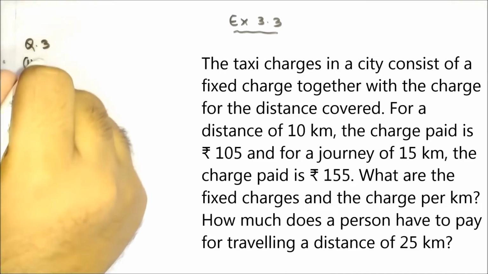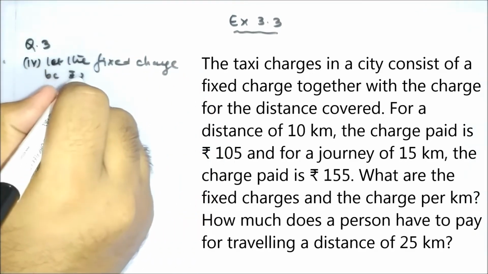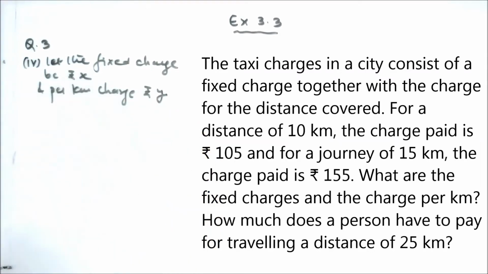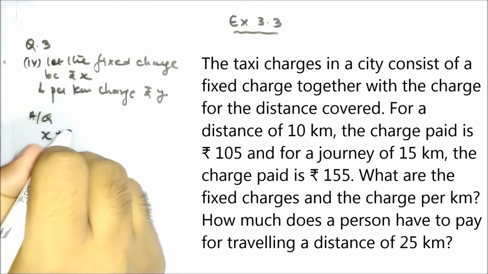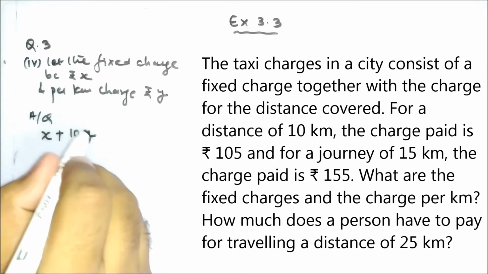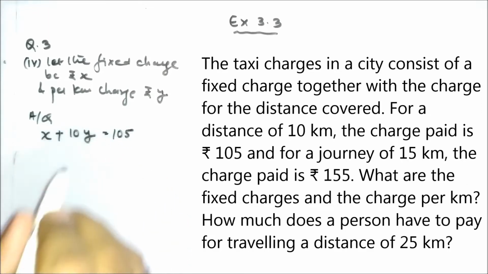So first let us assume the fixed charge. Let the fixed charge be rupees x and the per kilometer charge is rupees y. So first it is saying that for 10 km the charge paid is 105. So according to the question, a fixed charge will definitely be paid whether it is 10 km, 15 km, or 25 km. The fixed charge is irrespective of any kilometer traveled. So fixed charge plus 10y, because y is for 1 km and 10 kilometers traveled, so this will be the distance covered charge. So fixed charge plus the distance covered charge will make a total charge of 105. This is given in the question.